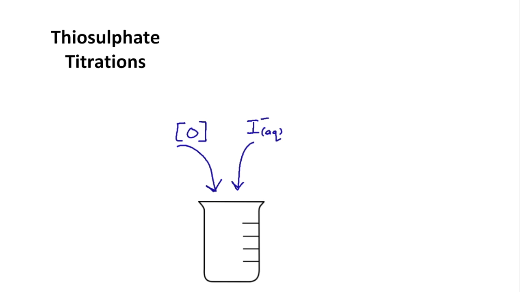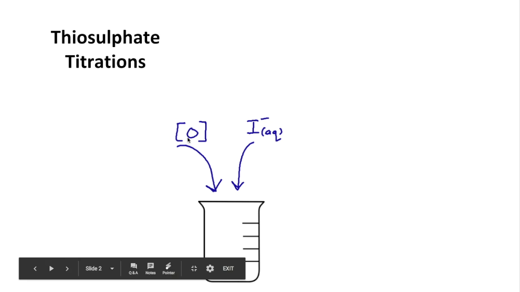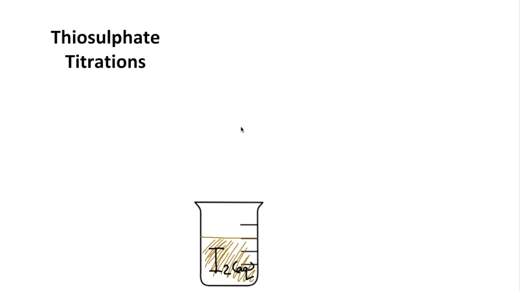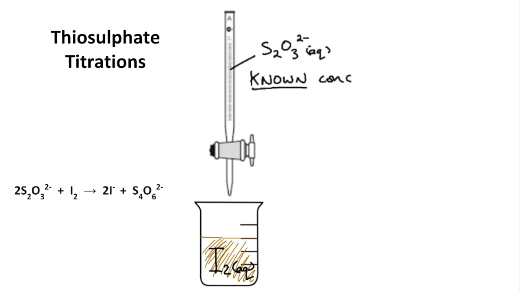So the basis behind these experiments, these titrations, is you take an oxidizing agent, which ultimately you're going to want to know something about, so maybe its concentration, and you react the oxidizing agent with iodide ions. And that's going to oxidize the iodide ions into iodine. So you can see we've got a brown solution in the beaker now. And then we're going to take some sodium thiosulfate solution of known concentration and carry out a titration to work out how many moles of iodine were produced in the original reaction. So you can see there's the titration equation there.